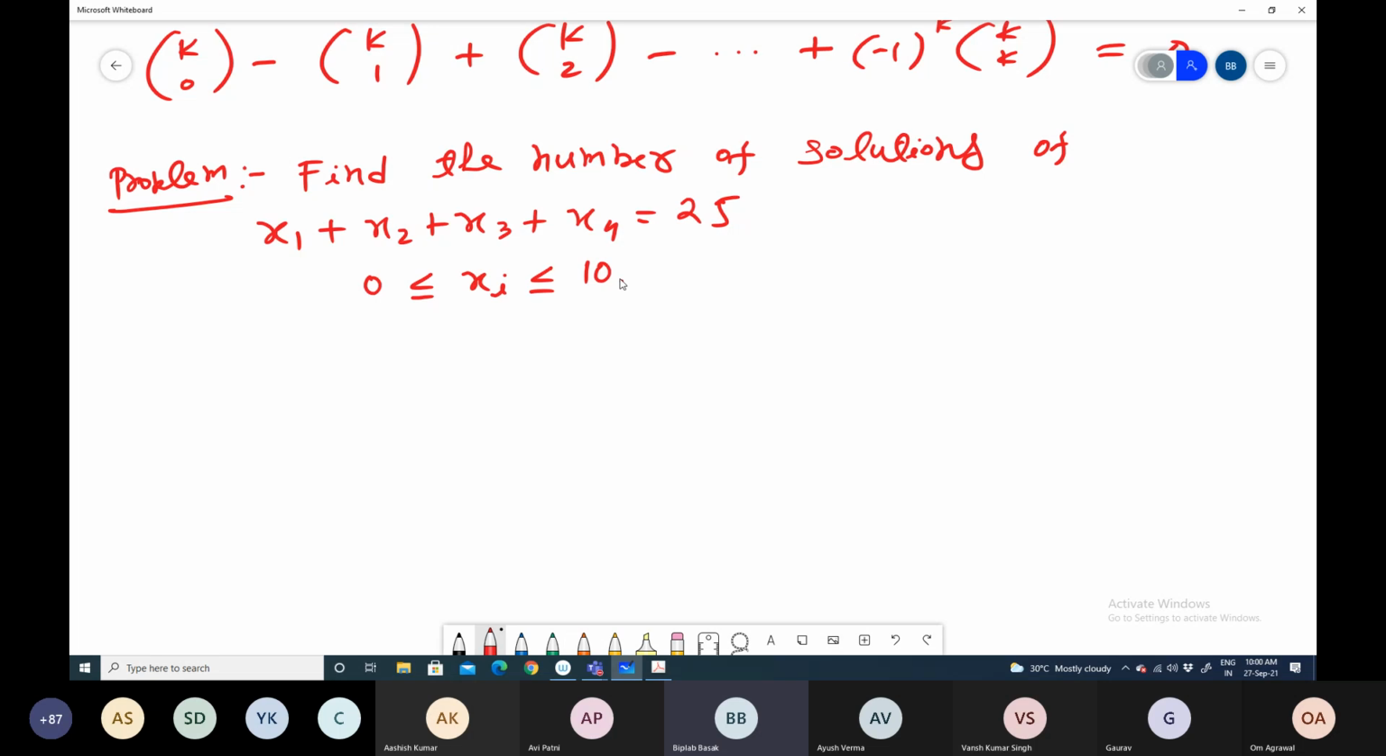Now how to solve this problem? Can you guess, or can you prove it, or can you tell me the procedure? How will you approach this problem? First you can give me any independent proof. What is your idea for how to approach this problem? Last time we have seen there is no upper bound restriction.